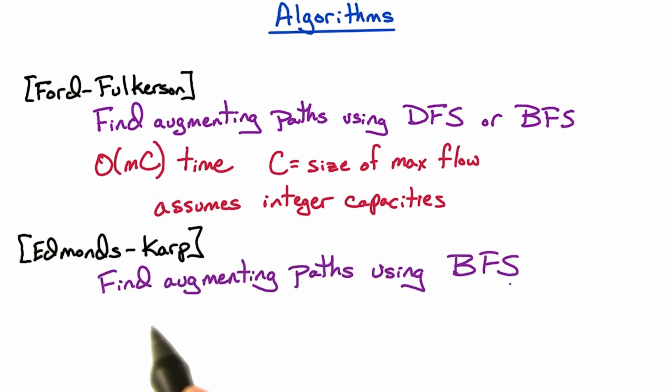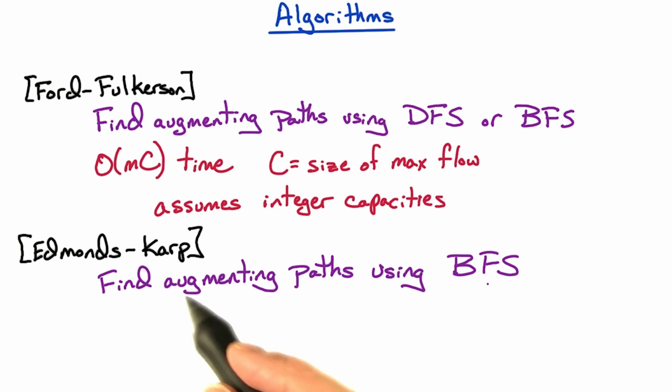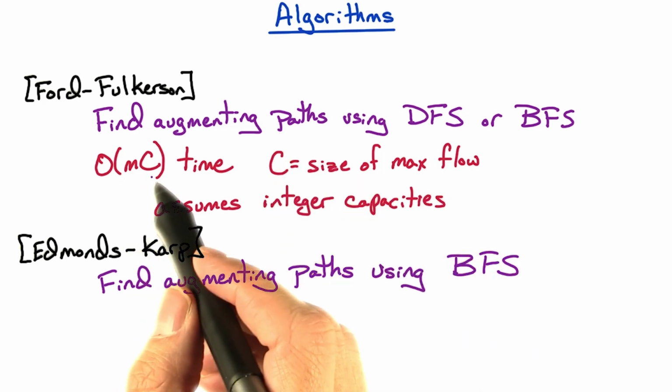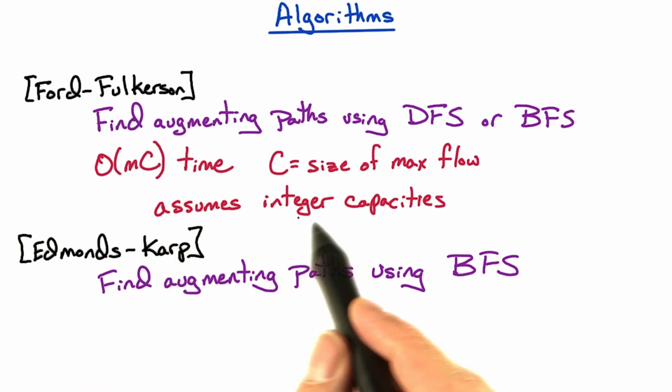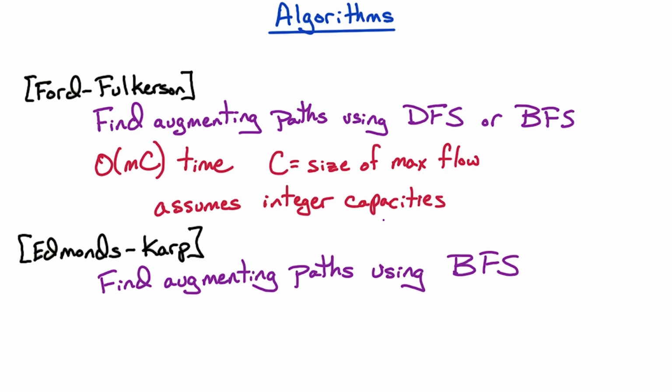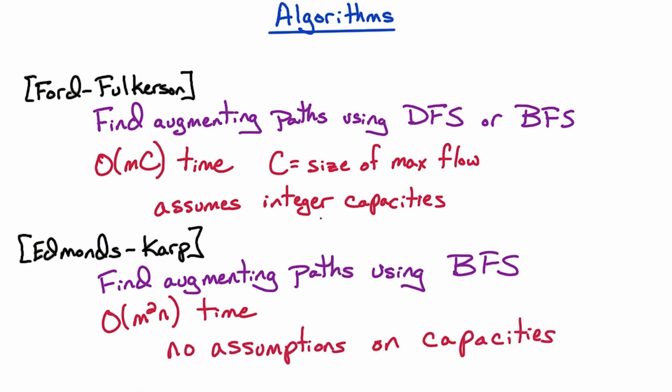Now in contrast, Edmonds-Karp finds augmenting paths using BFS. So Edmonds-Karp algorithm is an example of a Ford-Fulkerson algorithm. Thus the running time analysis for Ford-Fulkerson algorithm still applies to Edmonds-Karp algorithm when we assume integer capacities. But in fact, we can often make a stronger guarantee on the running time. We'll prove that the running time is order m squared n. And this doesn't require that the capacities are integer valued. We have no assumptions on the capacities, other than, of course, that they're positive valued.